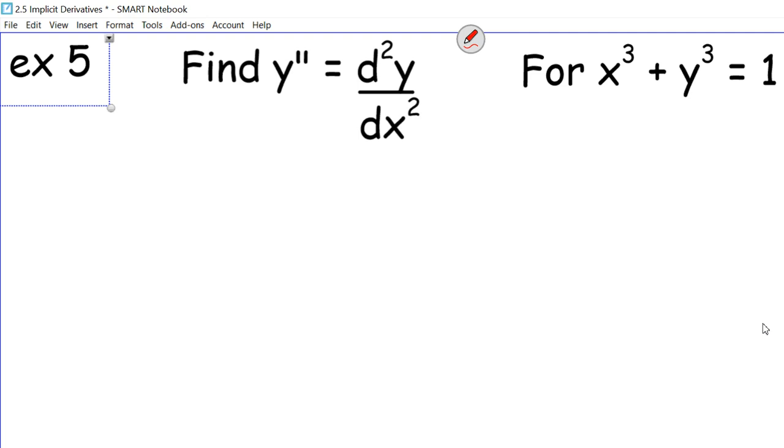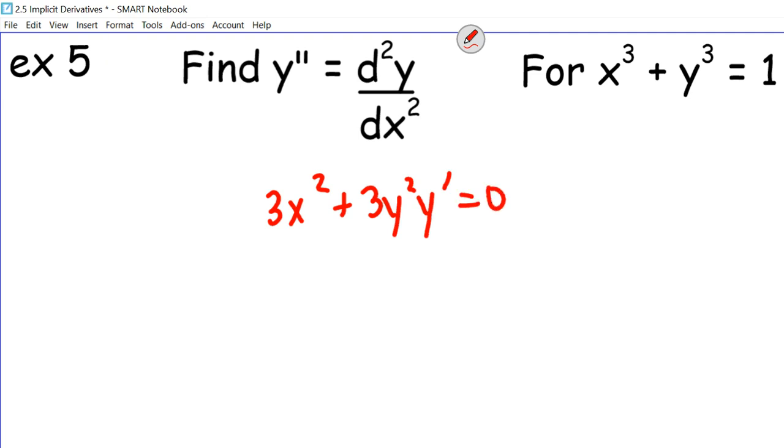In the second derivative, you might have the quotient rule. If you had to divide, you might have to do a quotient rule here. So a lot of times the first derivative is the implicit, and the second derivative is more of your derivative rules. So I have 3x squared plus 3y squared y prime equals 0, and just solve for y prime. Then we'll have to do the second derivative, but again, the second derivative won't be implicit since we'll already have y prime by itself.